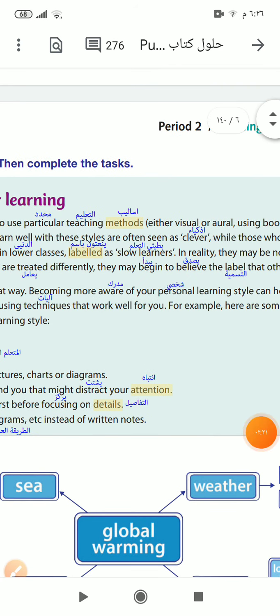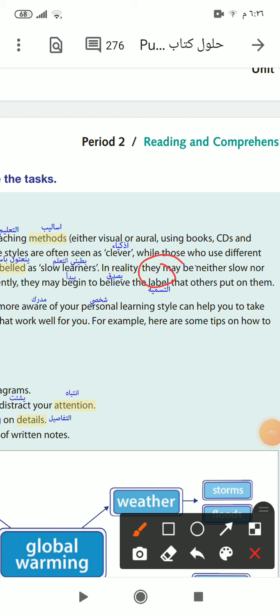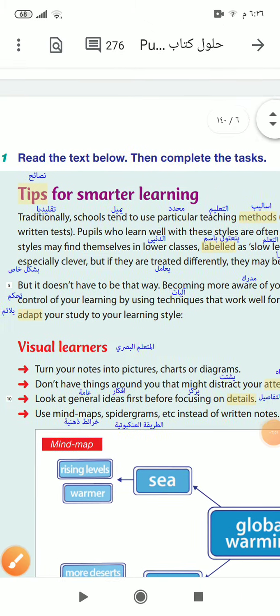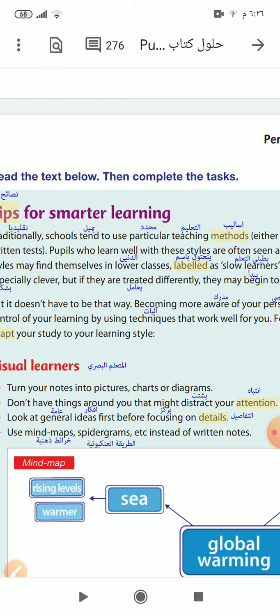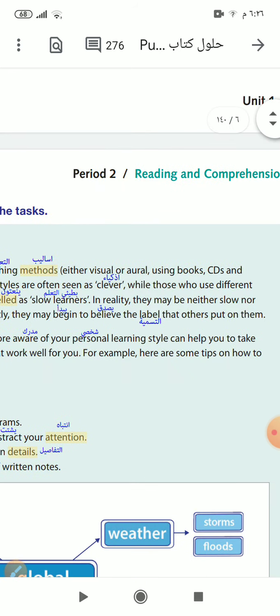In reality means in what? In fact, yeah, they refers to what? To those yes who use different or other student. They may be neither slow nor clever. يعني ما بقول يعني لهم خرق في الذكاء ولا هم أغبياء أو من اللو في الحقيقة. But if they لكن لو إنهم treated differently they may begin to believe the label that others put on them.